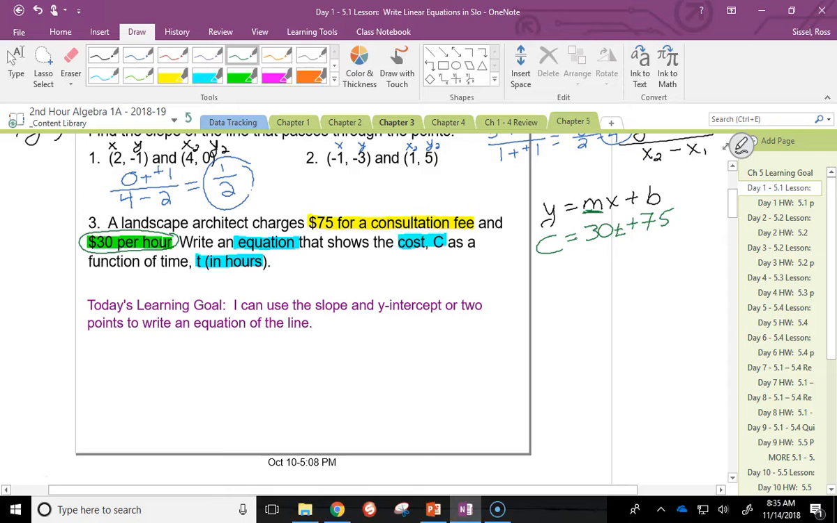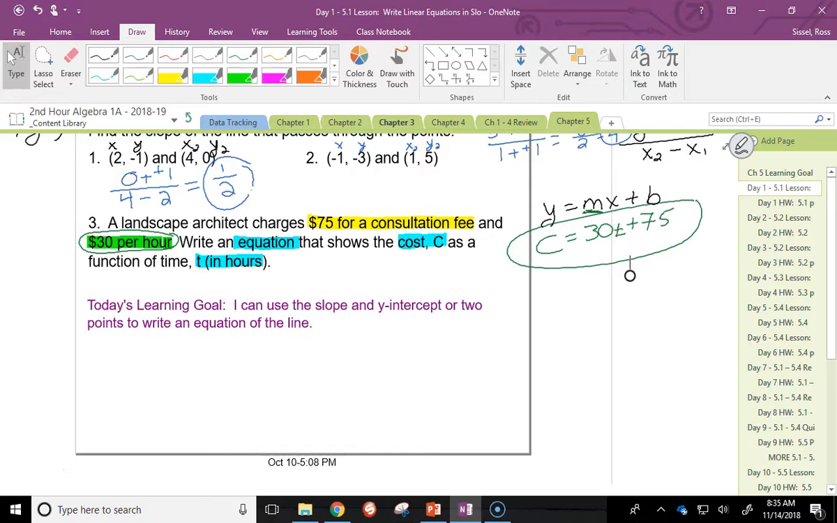So then we have the equation C, our total cost, what we are charged, is $30 times T, T represented however many hours we use, plus they give us $75. Is there anything else I do with this? This is what we are going to graph. This would be our graph, and it would show us how our cost goes up as time goes on.